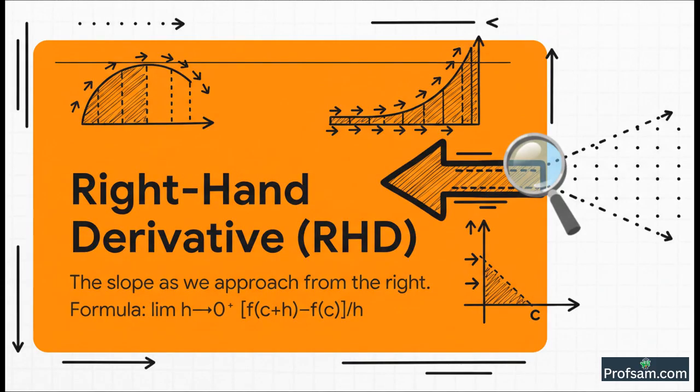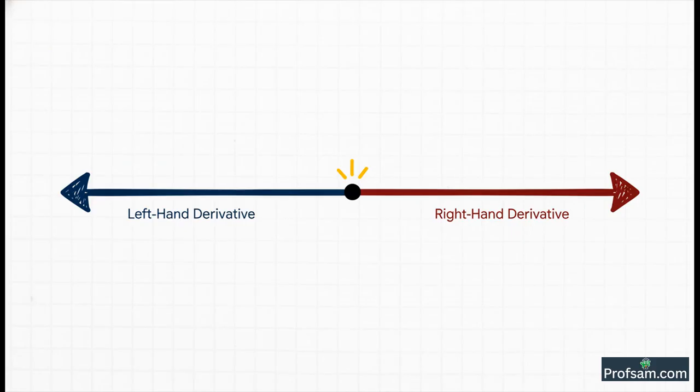And as you probably guessed, if there's a left-hand derivative, there has to be a right-hand derivative, or RHD. It's the exact same idea, just from the other direction. You're approaching the point from the right, and you're measuring the slope just before you get there. And this brings us to the golden rule. This is the big test for differentiability.